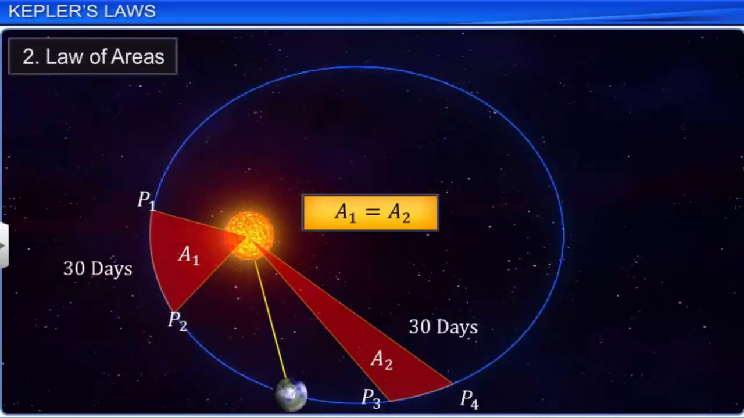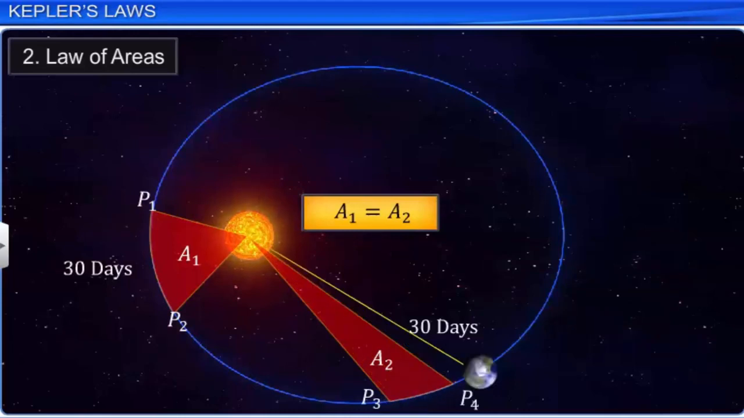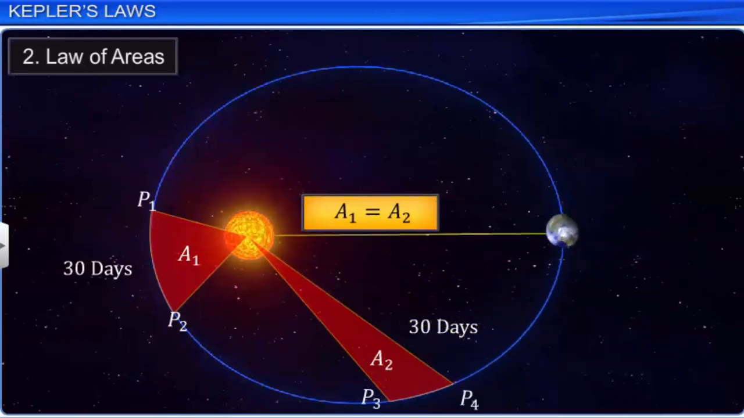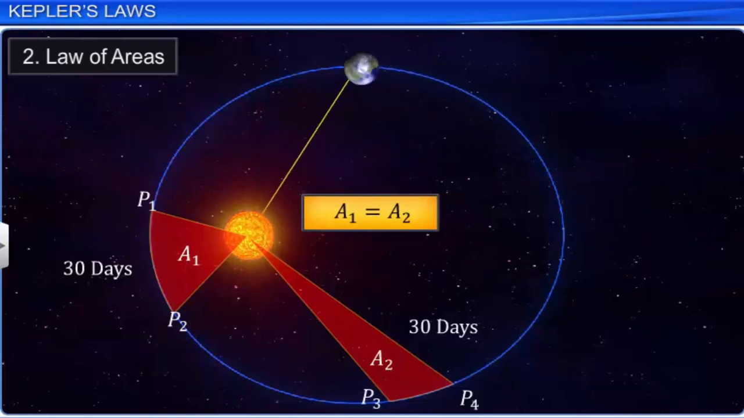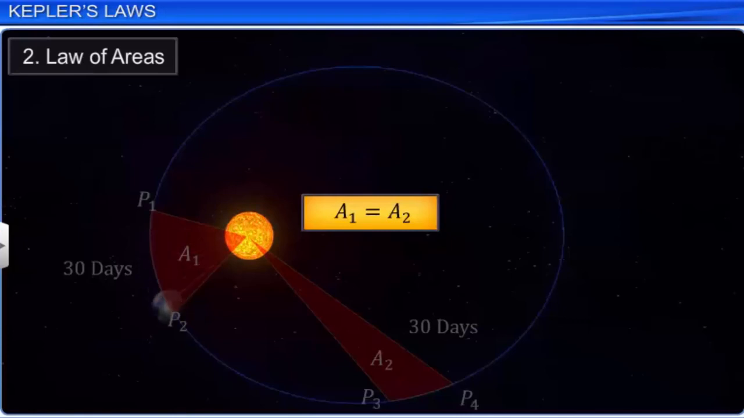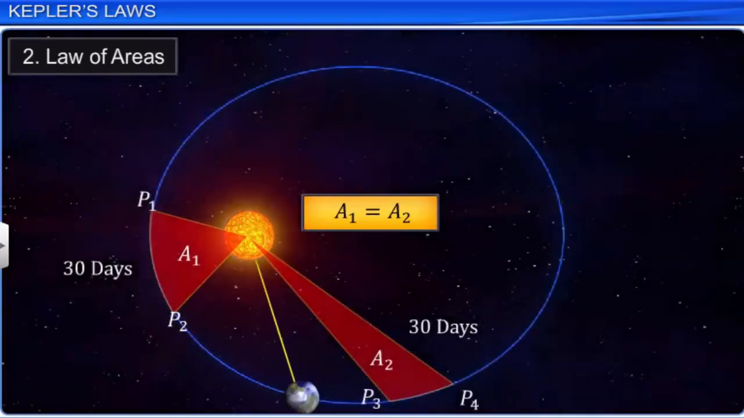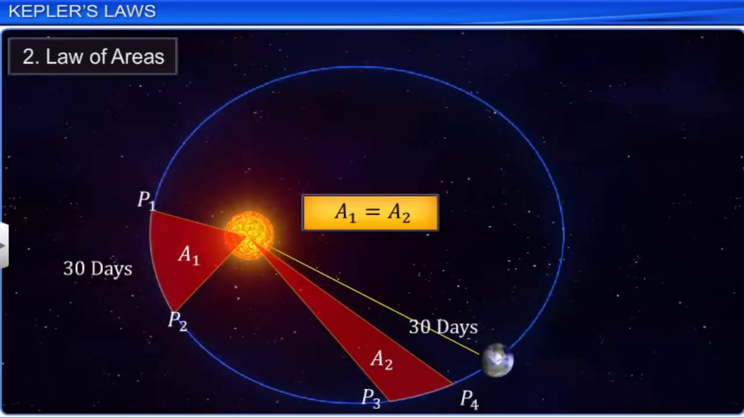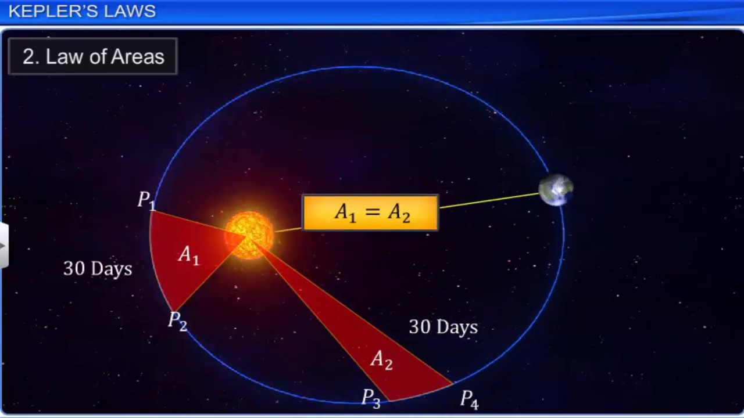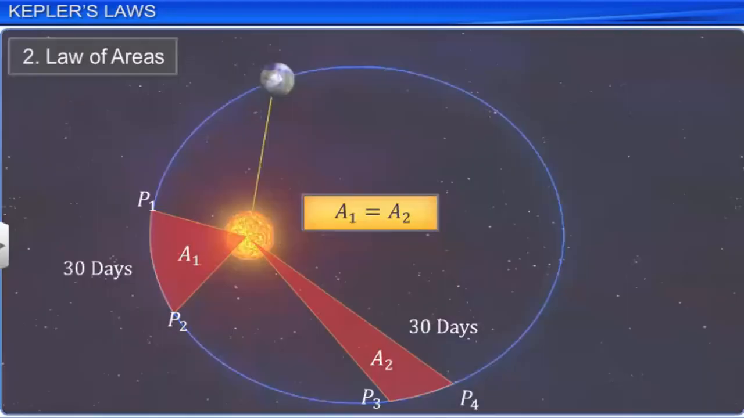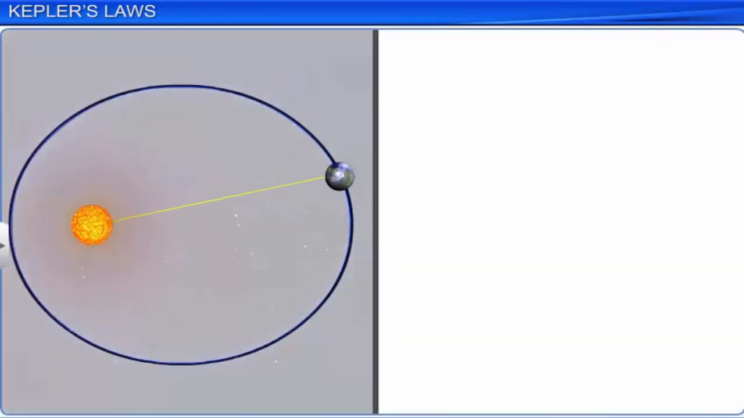This is because it is under the influence of a central force. The force of attraction pulls the planet towards the Sun, and the magnitude depends on the distance between them. For a body under the action of a central force, the angular momentum L, which is the product of mvr, remains constant.